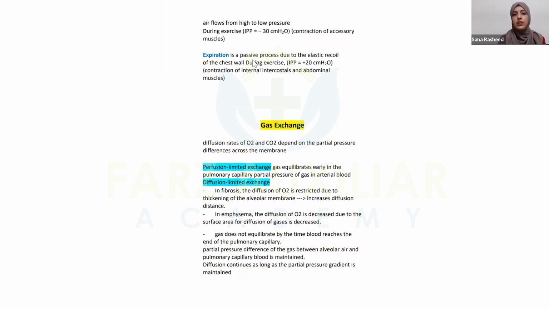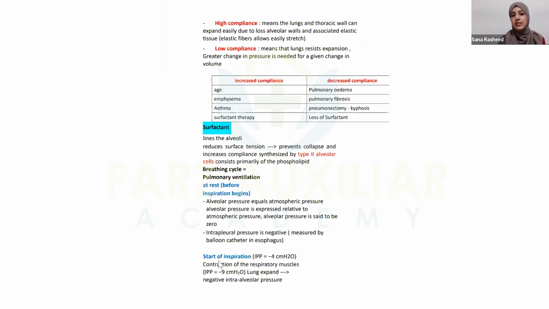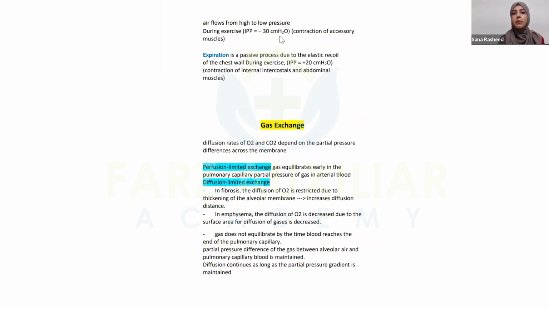And then during exercise, along with the diaphragm, the accessory muscles also contract. So the negative intrapleural pressure gets more negative. At rest it was -9. During exercise it's -30. You don't need to remember any of these values. It's just to develop your concepts. And then expiration, as we've discussed earlier, is a passive process due to elastic recoil of the chest. During exercise we do use these muscles, but during resting we do not need them. So this was about a basic breathing cycle. How does air move during inspiration and expiration? What are the pressures?